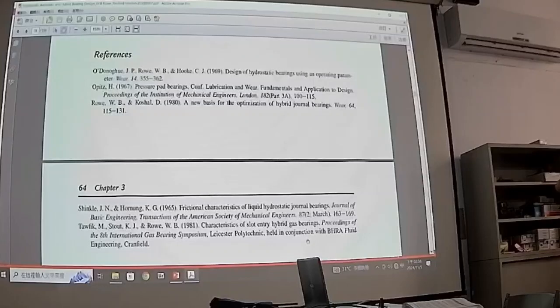Hydrostatic bearing. If you check out the catalog in the library, you will find a lot of textbooks for hydrostatic bearing that were published in the 1980s.